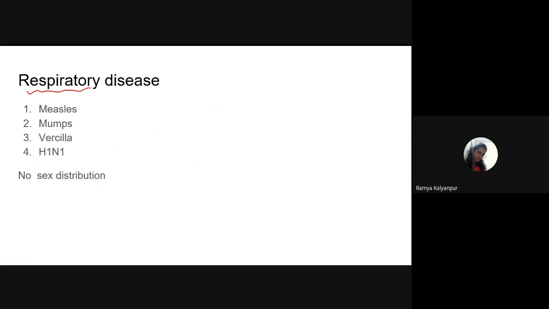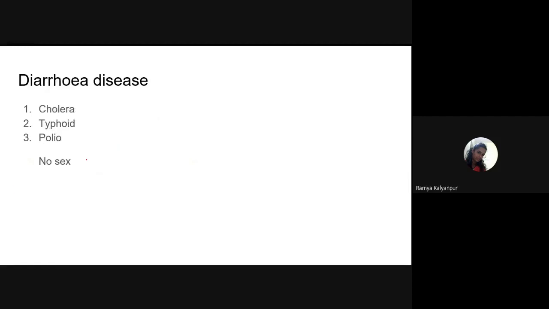Then, when we look at the respiratory diseases like measles, mumps, chicken pox, H1N1, can we say that they are more common in males or females? No, it is equal in males and females. Remember this point, because this respiratory air particle doesn't see that it should enter only a female body or male body. These particles can enter into any of the sexes. So there is no sex distribution for respiratory diseases.